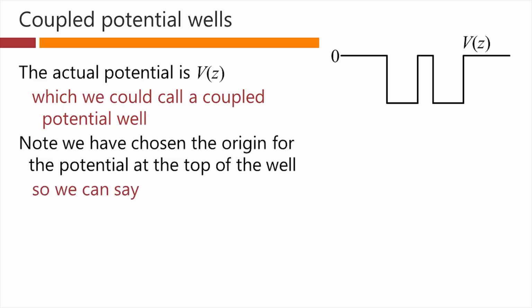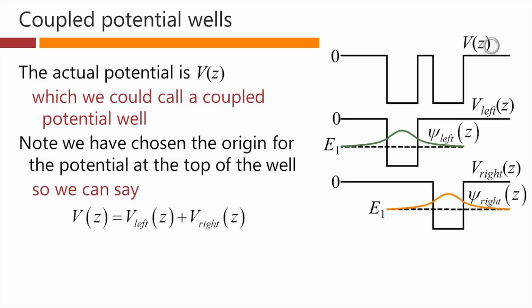So now, because of that, we can say that this potential V of Z is actually simply the sum of V left of Z and V right of Z. So just adding together this potential and this potential gives us this one. That's just an algebraic convenience. It wouldn't matter what we chose here, but you can see obviously this makes our algebra a little simpler.